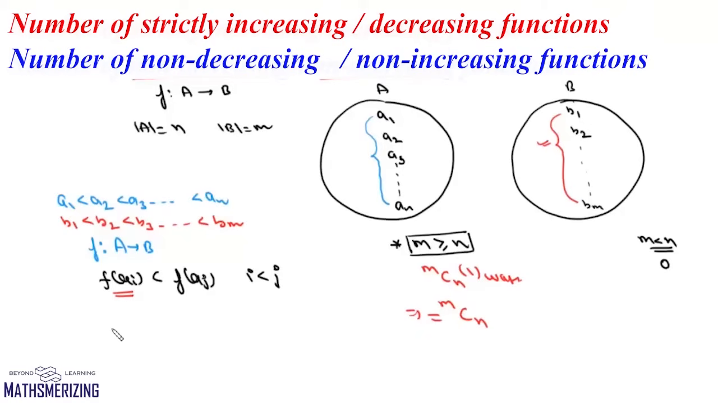Now we need to define functions from A to B such that f(ai) is less than or equal to f(aj) whenever i is less than j. Now there is an equality sign here, so it is no longer an increasing function here. Now how do we solve this question?